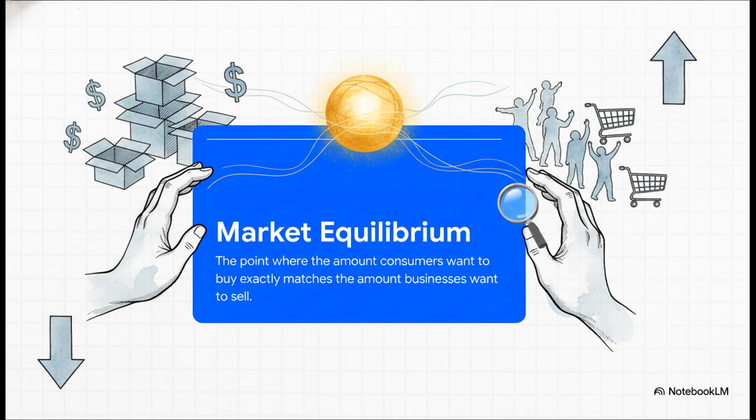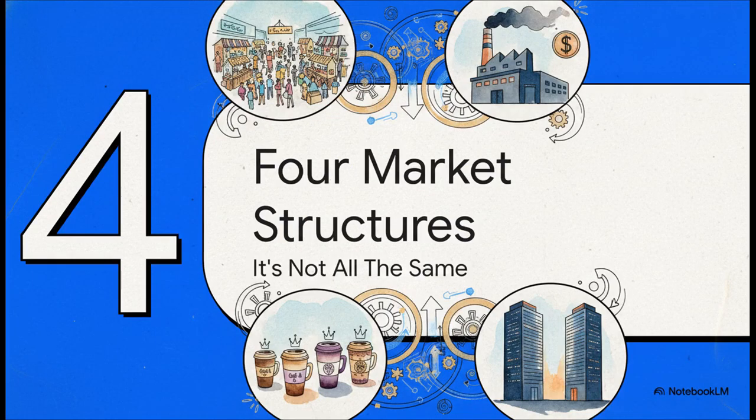It's like Adam Smith's famous invisible hand is guiding everything to this perfect point of balance. Now, of course, it's not quite that simple. Not all markets are created equal. The way businesses compete and how they set their prices depends a lot on the structure of their market. And there are basically 4 main flavors of competition you really ought to know.